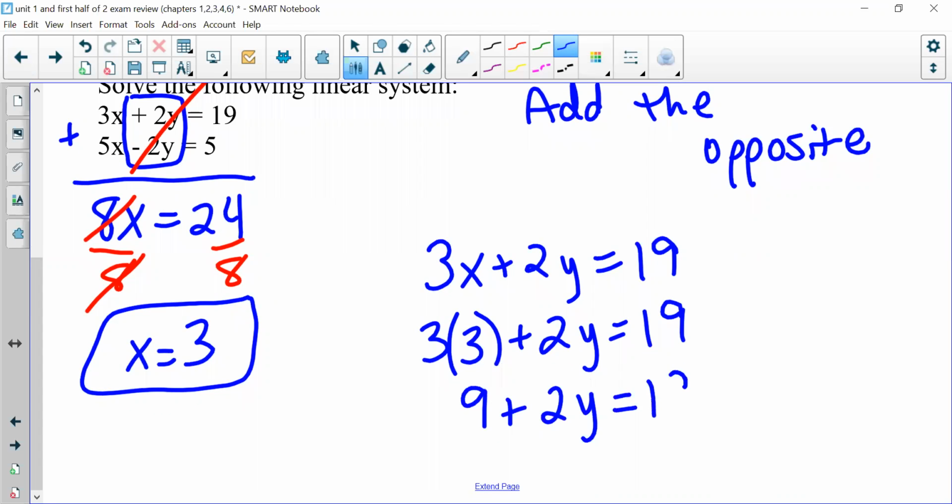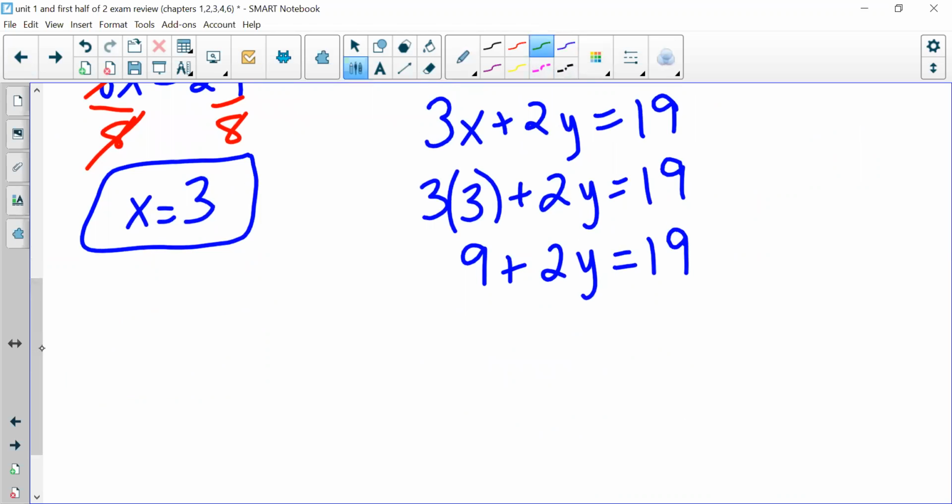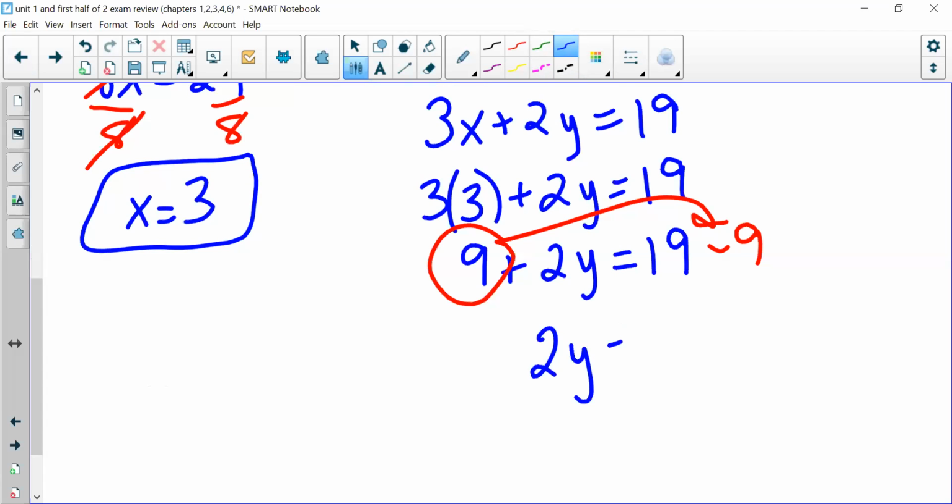How do I isolate for y? You move the 9 to the other side and do 19 minus 9. Love it, Kira. And then what's my last step? Divide it by 2 to get y = 5. Awesome.